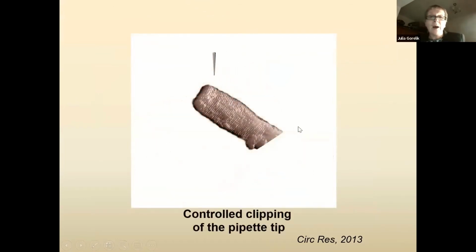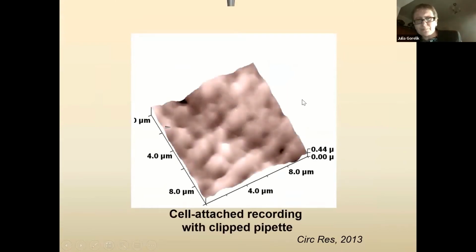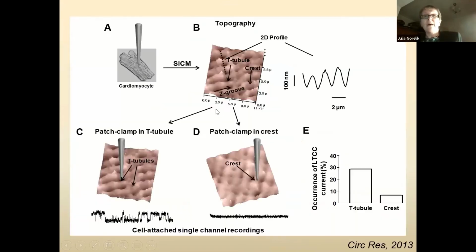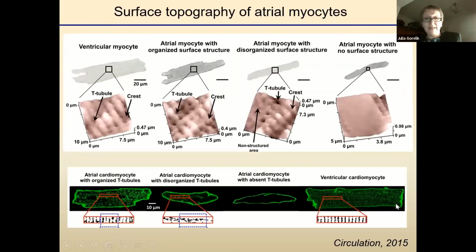After that we clip our pipette, and now the diameter of the pipette is around 200 nanometers. We can cover the tubules, and we can really record the channels from the area of our interest, from tubules or from the crest. So we try to record the channels from the tubules and from the crest, and we found the majority of functional L-type calcium channels are located in the tubules, and not a lot of channels in the crest.